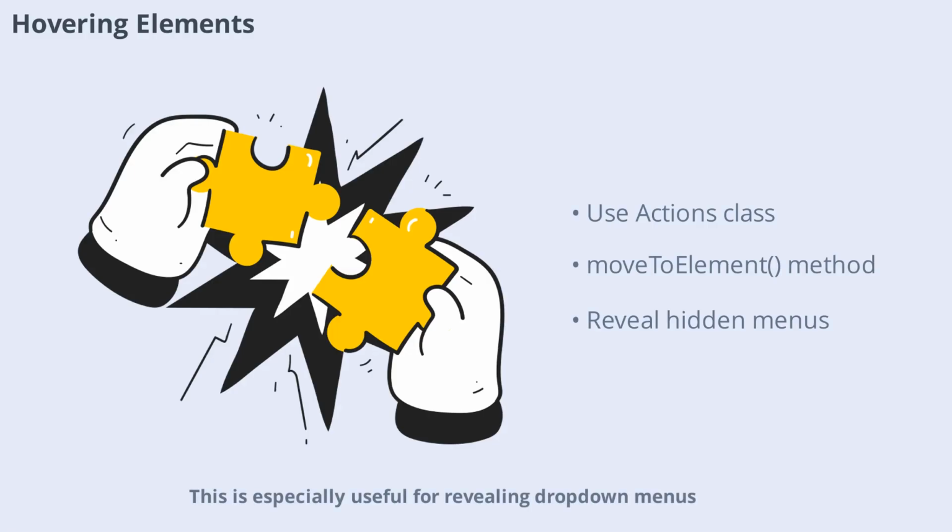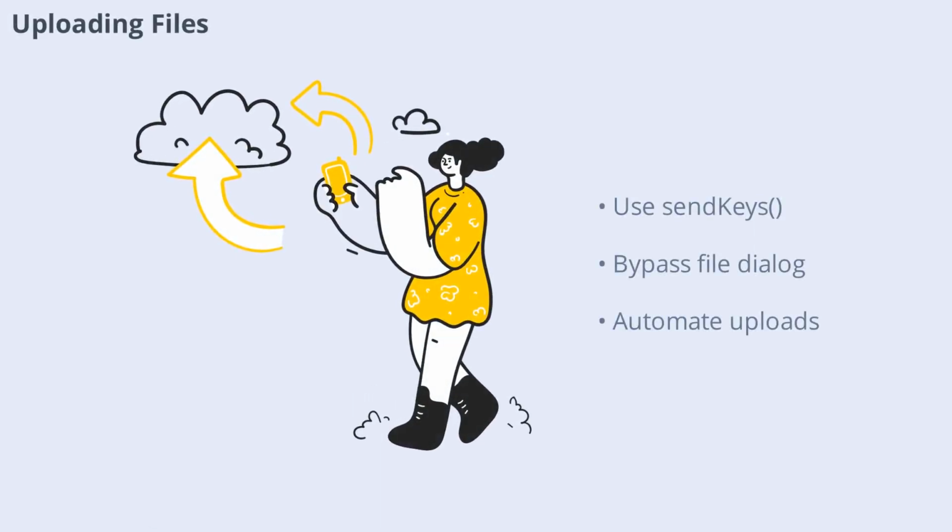This is especially useful for revealing drop-down menus or tooltips that appear only on mouse hover, enabling you to automate complex UI interactions. For file uploads using a standard HTML input element, Selenium lets you send the absolute file path directly to the input using sendKeys. This bypasses the need to interact with the file picker dialog, making file upload automation straightforward and reliable.